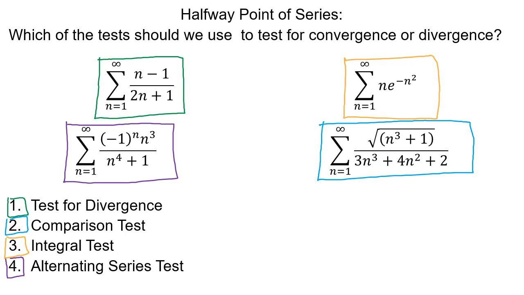Comparison test because the top and the bottom have things that are added and subtracted to them. And doing that, if I took that part off, I'd have an n to the 3/2 power on top and an n cubed on the bottom that I could turn into a p-series.